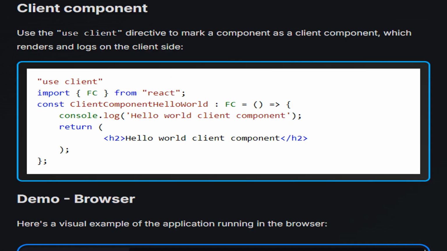The text describes how to declare a component as a client component in a React application using the use client directive. It provides a TypeScript code snippet for a functional component named client component Hello World, which logs a message to the console and renders a heading with the text Hello World client component. This indicates that the component will render and execute on the client side.